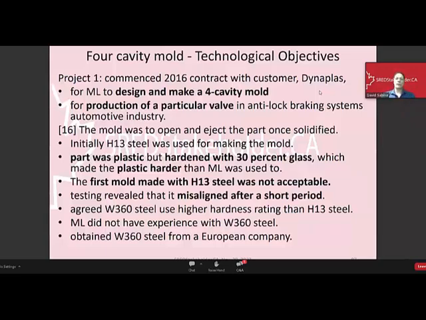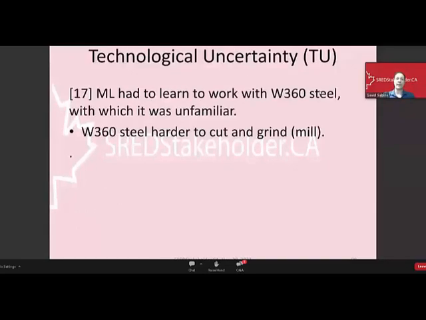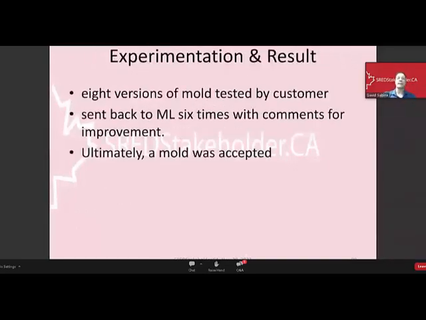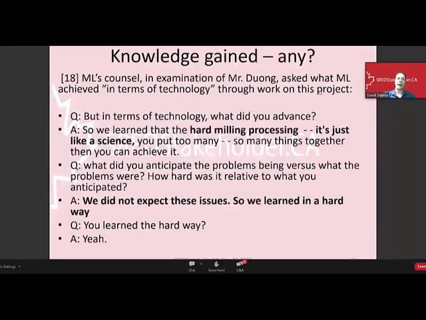And as a result, they couldn't use the steel in question. What they did was they worked on a different type of steel. So we're not told that they did any due diligence work in this case. They moved to a higher steel called a 360 steel, which they didn't have any information on. They ultimately did 6 iterations of a mold, and it was basically ultimately accepted by the customer, and we're not told why.